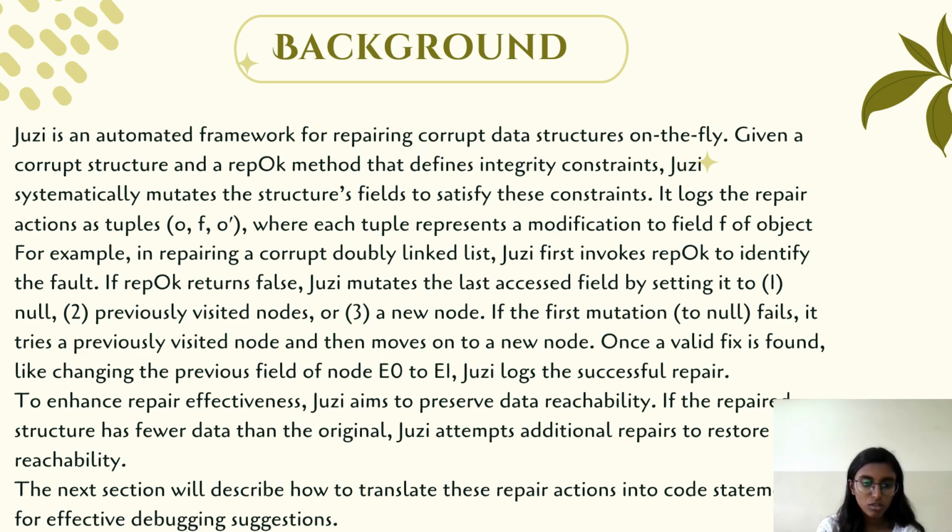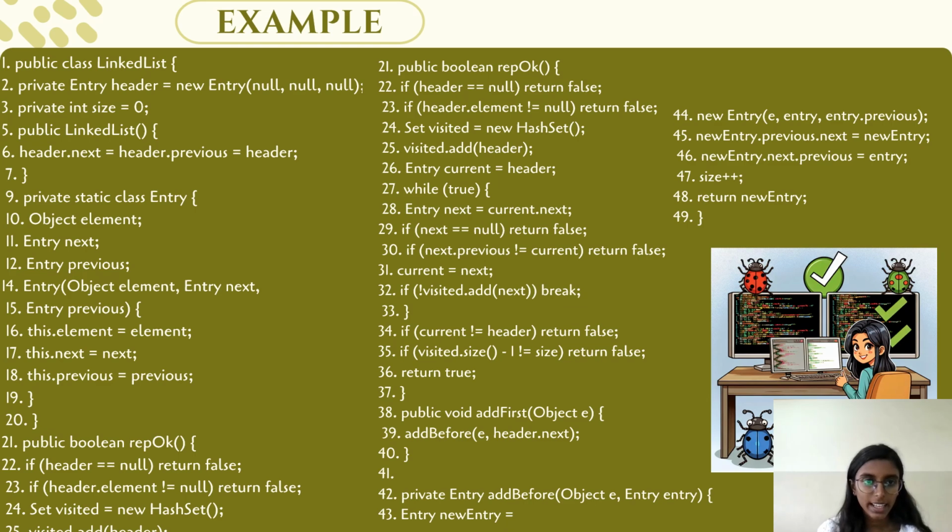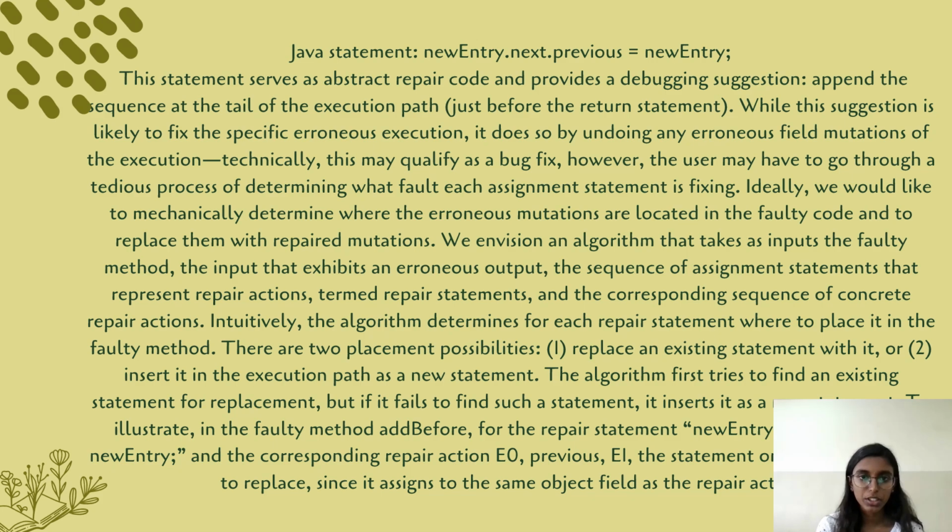The next section will describe how to translate these repair actions to code statements for effective debugging suggestions. Now, here is an example program. The Java statement newEntry.next.previous = newEntry serves as abstract repair code and provides a debugging suggestion: append the statement at the tail of the execution path just before the return statement.